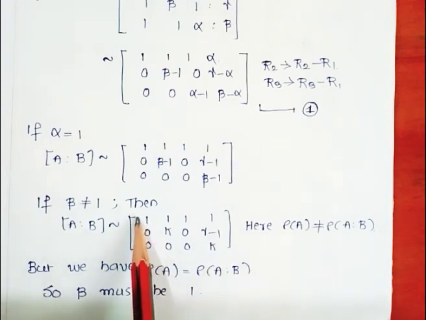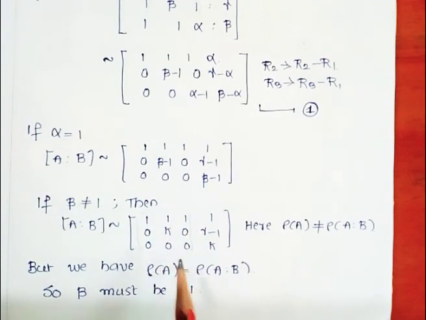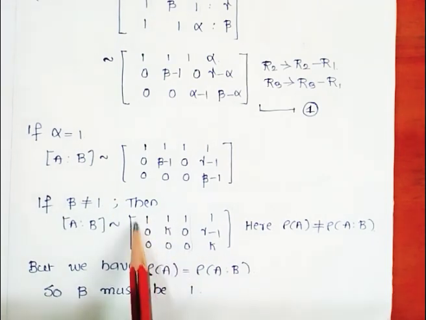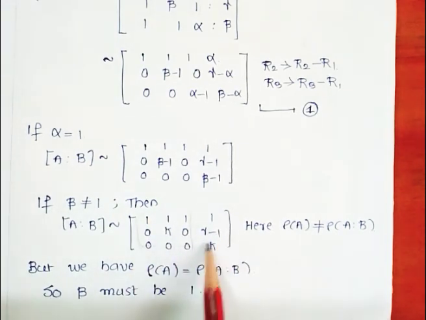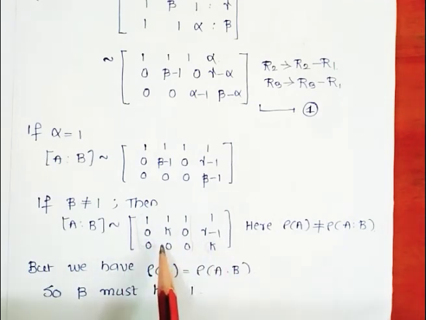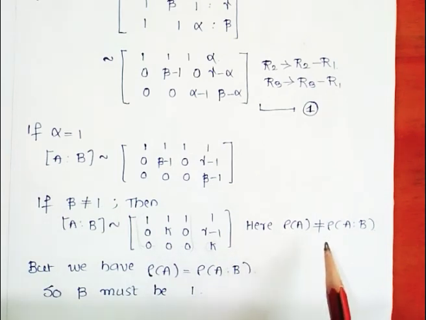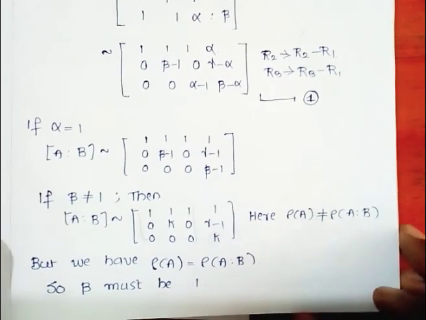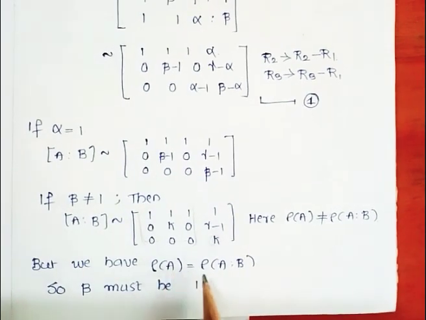Now we consider this coefficient matrix. The last row is 0, so there are only two linearly independent rows. So the rank of this matrix is 2, and in the augmented matrix we have a non-zero entry. Therefore the rank of the augmented matrix is equal to 3. Therefore rank of A is equal to 2 and rank of the augmented matrix is equal to 3. That is, rank of A is not equal to rank of the augmented matrix A with B. But we are given that our system is consistent, meaning it has at least one solution. Therefore we must have rank of A equal to rank of AB.